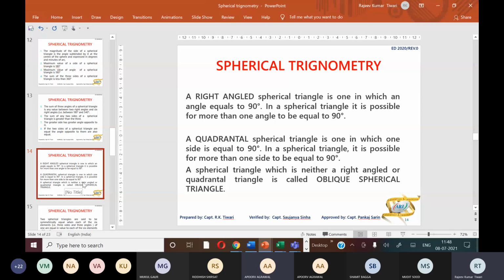Then we'll go to, of course, the right angle spherical triangle. A right angle spherical triangle is a spherical triangle in which one angle is equal to 90 degrees. But in a spherical triangle, it is possible to have more than one angle equal to 90 degrees.